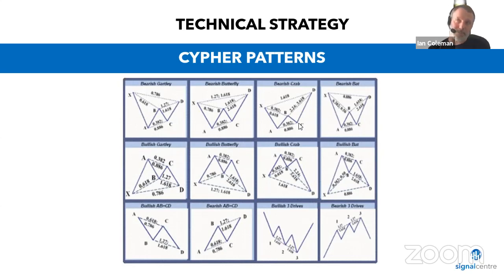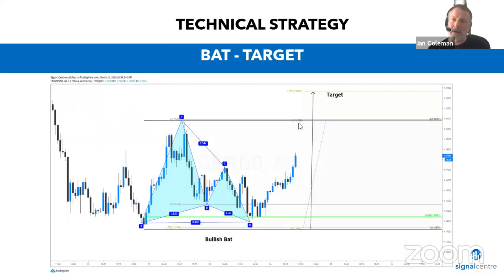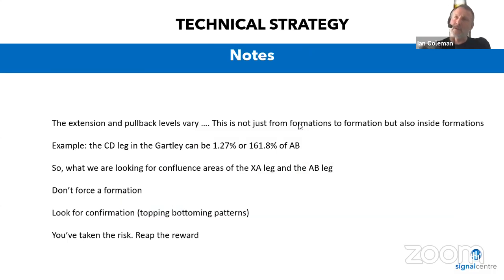So just to reiterate, we're looking for completions of the D leg, and what we want to see in all the symmetrical patterns is a completion, a reversal, and a confluence area where these fib levels collide. So we explained that bit. The CD leg in the Gartley can be 127, or it can be 161.8%. I've put my decimal point in the wrong place. So what we're looking for is the confluence areas of the XA leg and the AB leg.